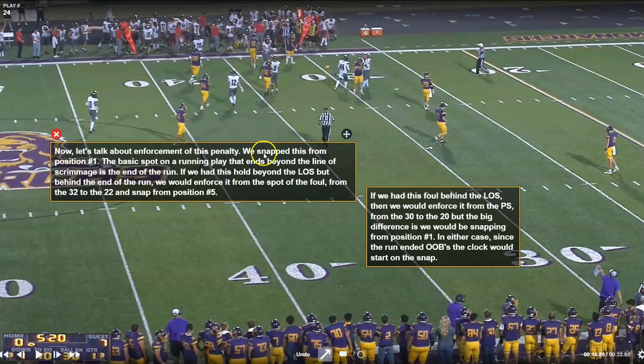All right, we snap the ball from position 1. Remember, ball positions never change. So position 1 is press box side at the hash. Position 2 is between the press box hash and the middle of the field on the press box side. Position 3 is in the middle of the field. Position 4 is opposite press box between the middle and the opposite hash. Position 5 is out here opposite press box on the hash.